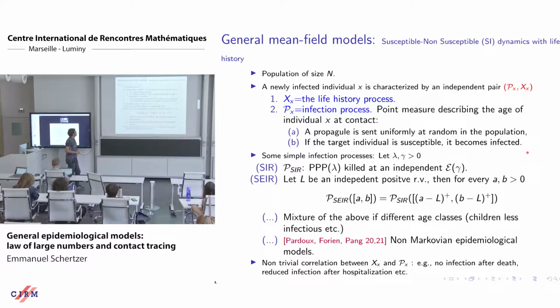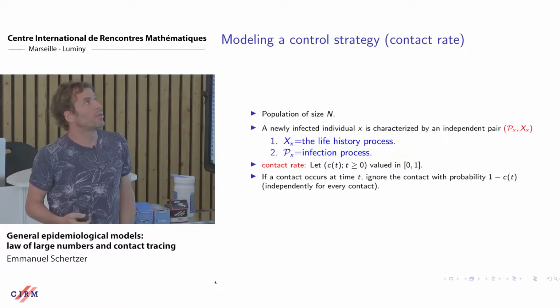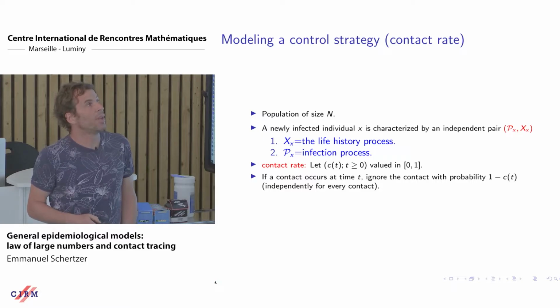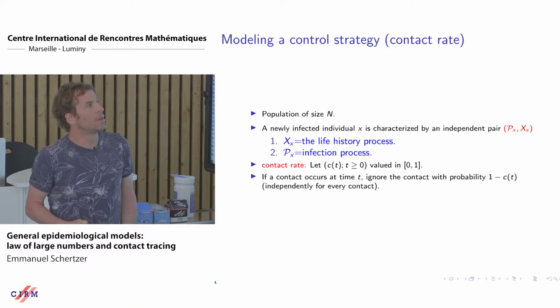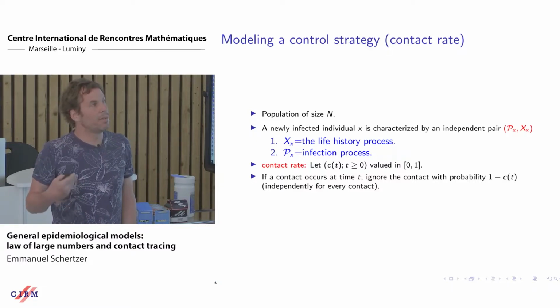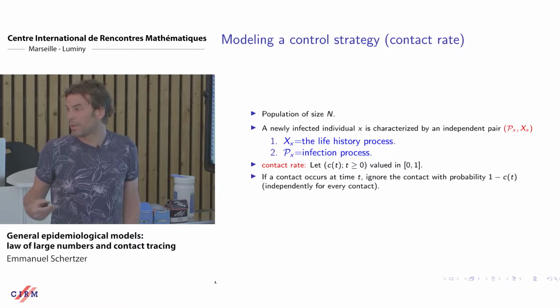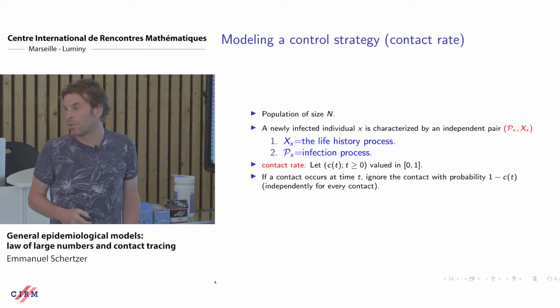So I would like to just add one more twist to the model. For instance, if you want to model some control strategy or some change in behavior, I would like to have a certain contact rate. So this is exactly the same model as before, except that now there is a certain function C of t valued in [0, 1]. And what will happen is that if a contact occurs, this contact will be effective with probability 1 minus C(t), and you just ignore the contact with the remaining probability.